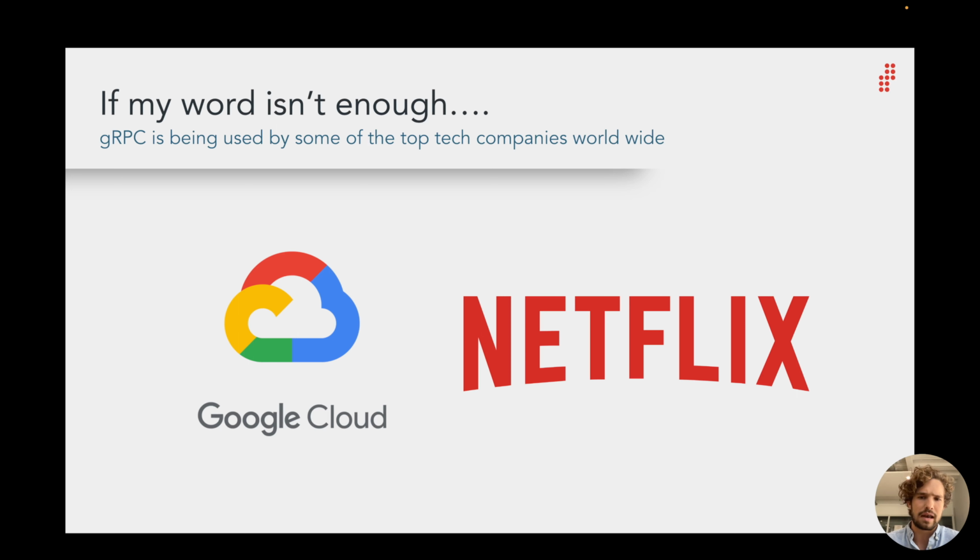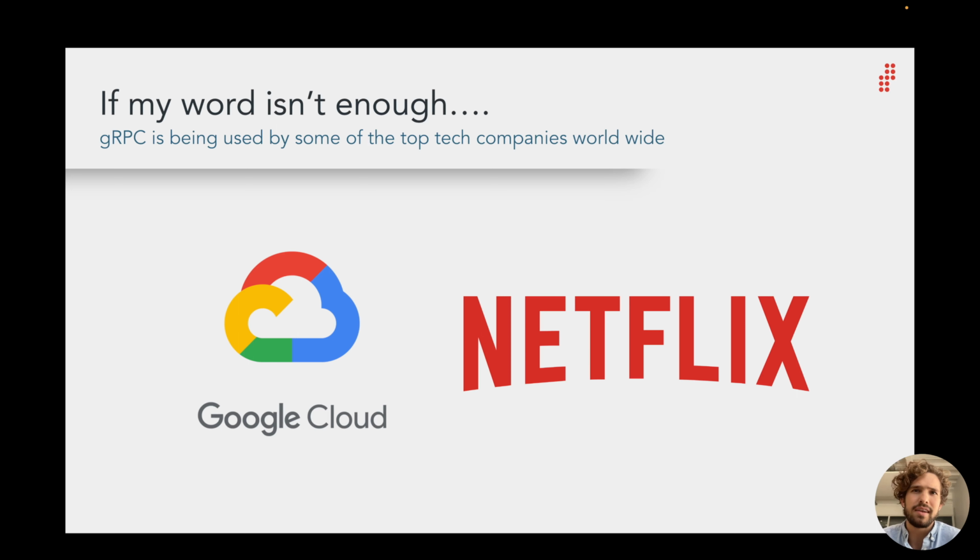And so if we look at Google Cloud, for example, the whole of GCP is written on top of protocol buffers and gRPC. And Netflix has also quite recently adopted gRPC in the way that they've structured their architecture, and it's really enabled huge performance gains in their streaming platform and allowed them to dominate the market. And so it really is a powerful technology. And so gRPC is a widely adopted and used technology.